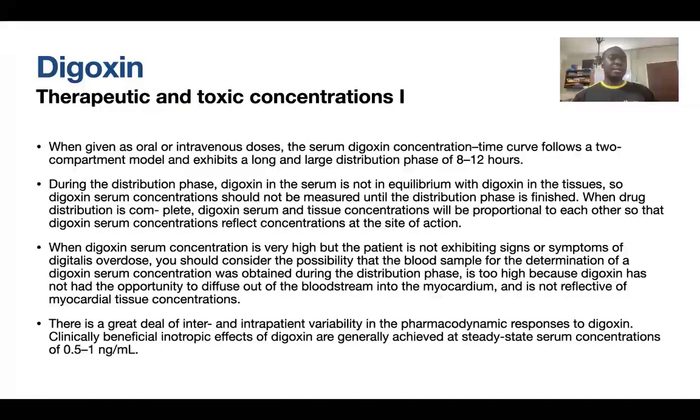Now, let's talk about therapeutic and toxic concentrations that help us define digoxin as a narrow therapeutic index drug. When given as oral or IV doses, the serum digoxin concentration-time curve follows a two-compartment model. Of course, we have discussed two-compartment models.